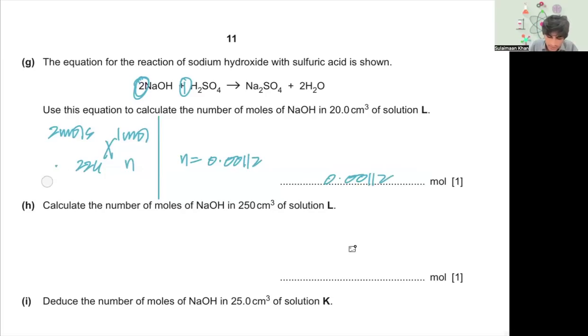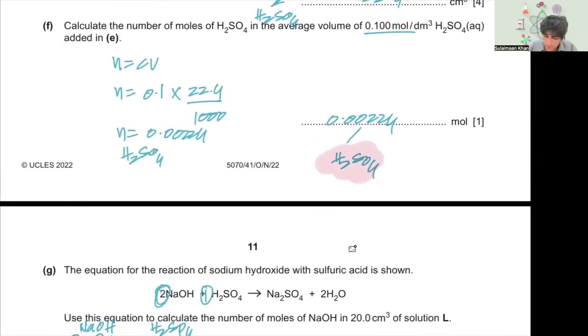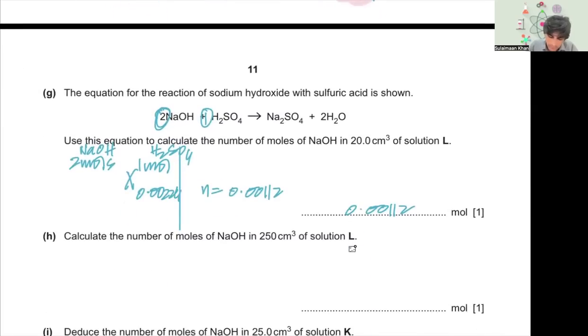Sorry, my bad. I wrote this wrong as well. I should have written it here. That's NaOH and that's H2SO4, and I have the moles of H2SO4 which is 0.00224. You are just writing blindly and not looking. Cross multiply. What do you get? 0.00448. And that's the moles of sodium hydroxide in 20 cm cube. Sometimes the marking scheme has orange for acid; writing red or orange makes no difference, but red is the correct term for it.